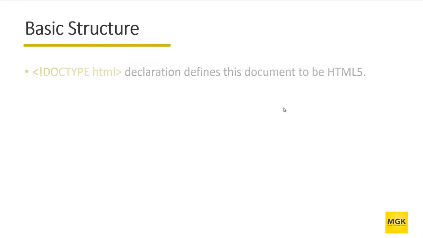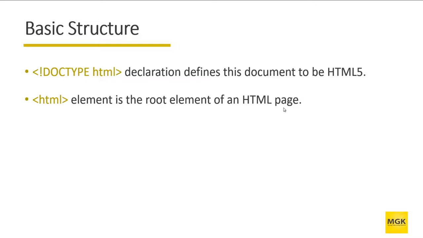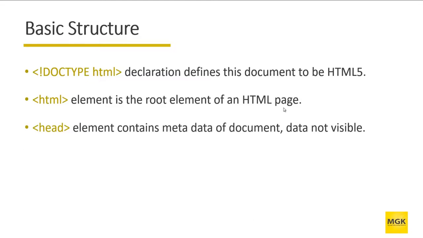Let's understand the basic structure of an HTML. The DOCTYPE html declaration defines this document to be HTML5. This declaration tells that the document is based on HTML5. The html element is the root element of an HTML page. Under this html tag, we have two basic tags. A head tag. Head contains metadata of a document. That data is not visible.